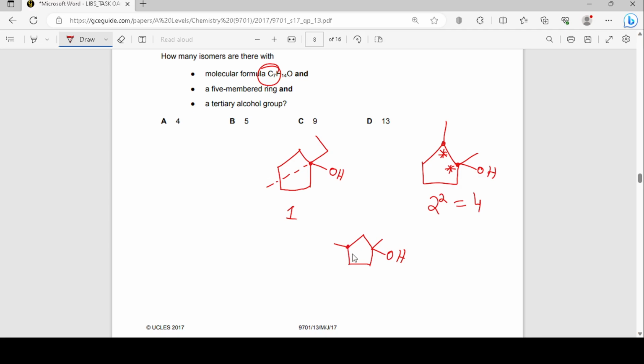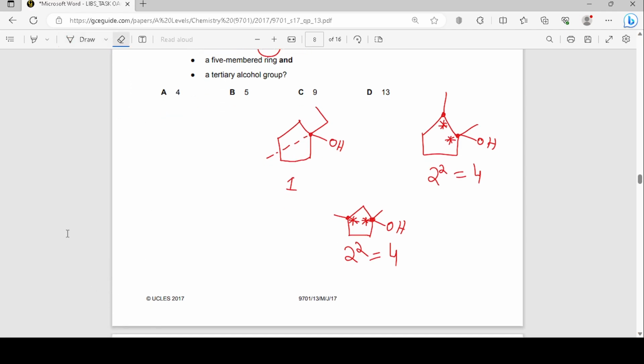So this carbon atom is attached to 4 different groups, basically, and so it's going to be chiral, and this carbon atom is also attached to 4 different groups, so it's also going to be chiral. And so you have 2 chiral centers, so you're going to have 4 optical isomers from this.